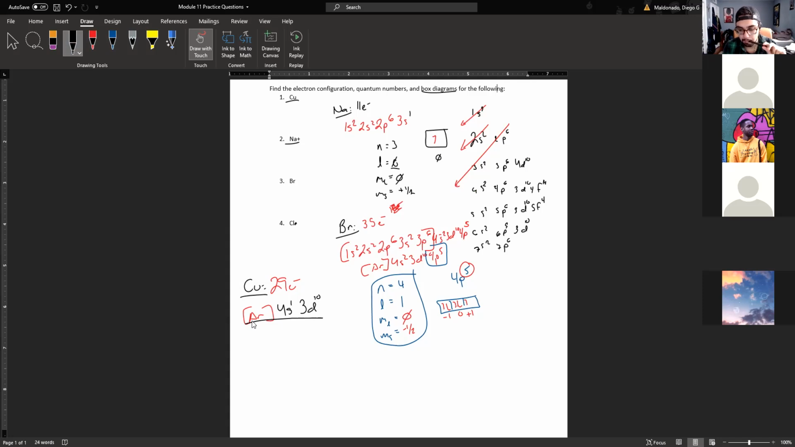And then how will our quantum numbers look? n, l, ml, and ms. n would be 3. What's my l? 2. And then how many boxes would I have?